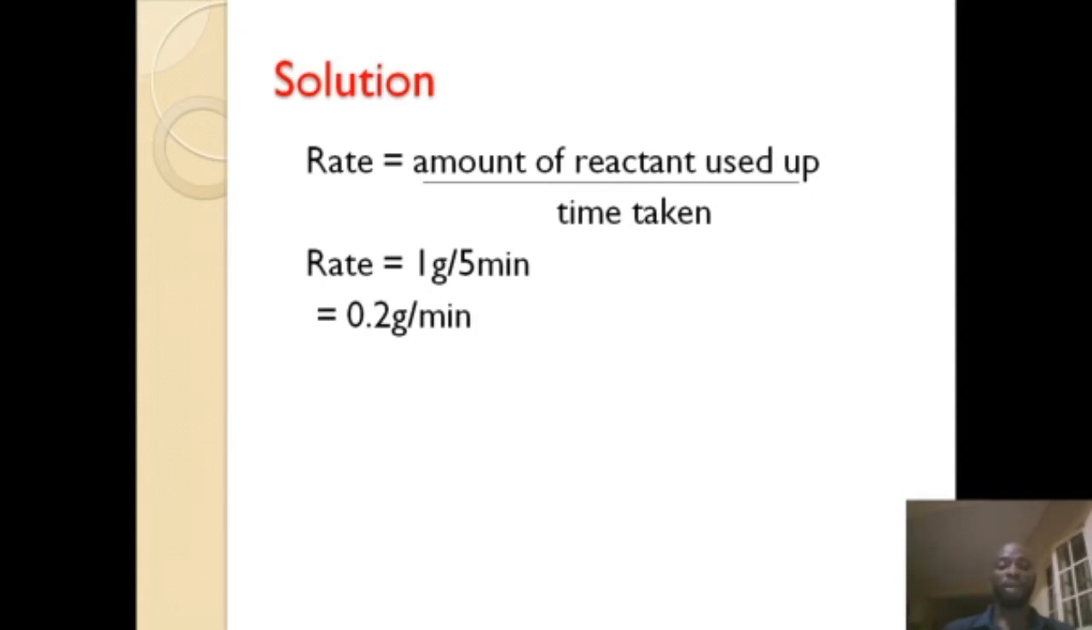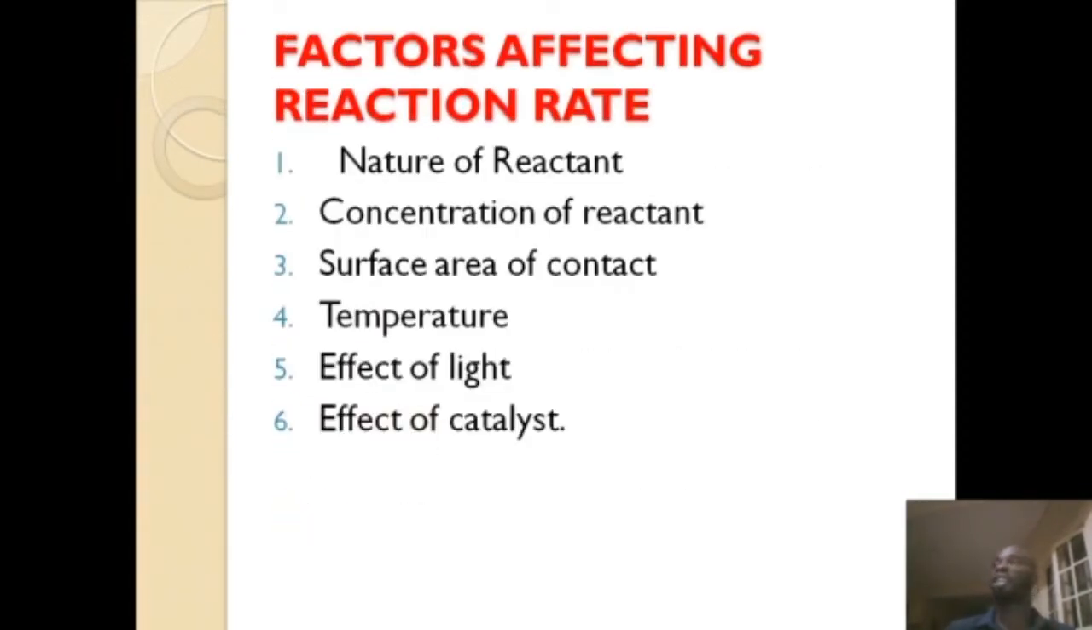Let's look at factors that affect the rate of a chemical reaction. There are 6 factors here which I enumerated. One of them is the nature of the reactant. The second one is concentration of reactant. Third one is surface area of contact. Fourth one is temperature, then effect of light and effect of catalyst. Let me do a simple explanation on this.